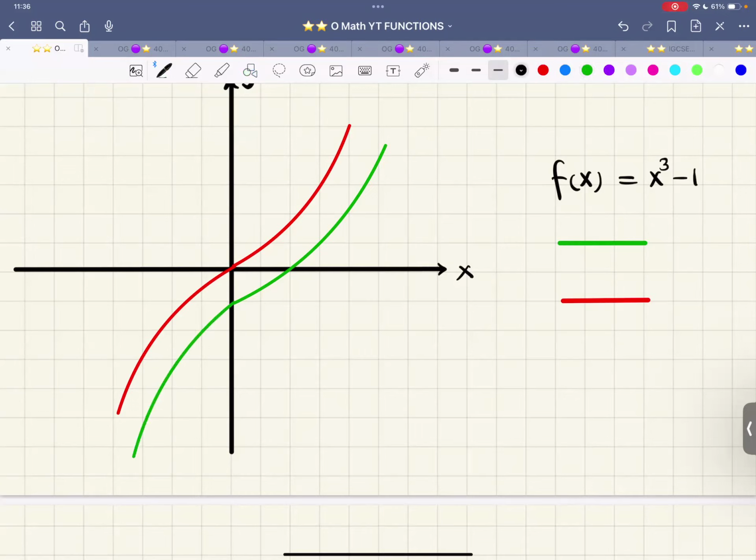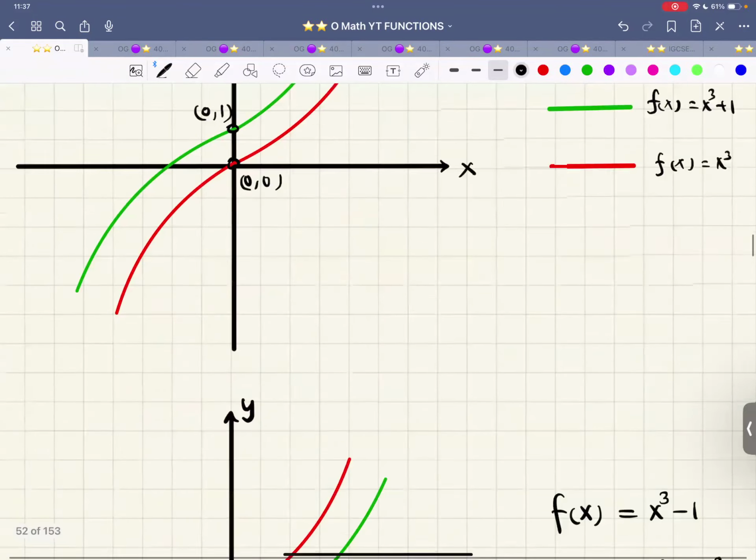Okay, now label it. So this is the origin (0, 0), and this is (0, -1). And this is f(x) = x cube minus 1. This is f(x) = x cube. All good, all clear? Moving up, moving down.